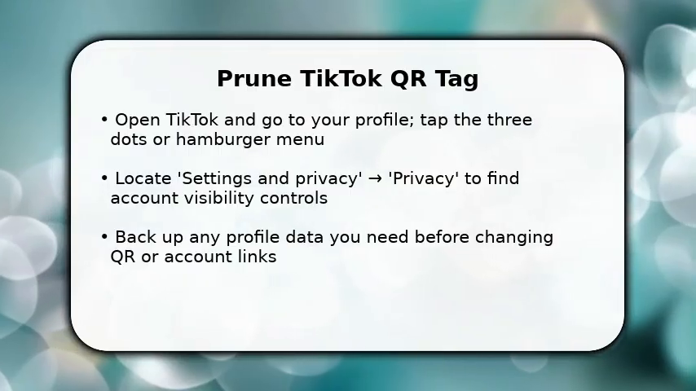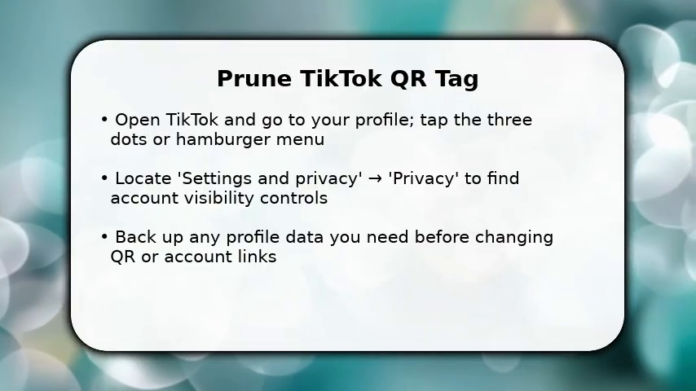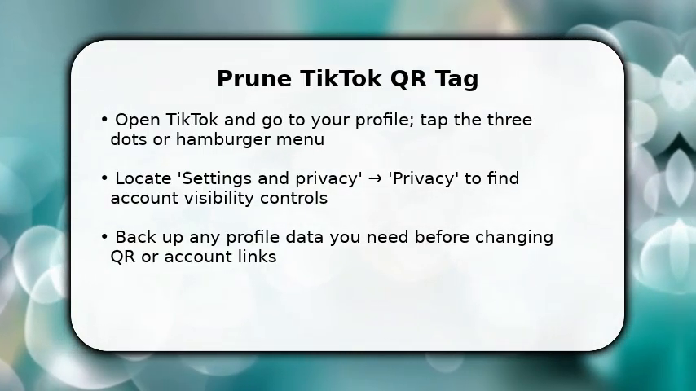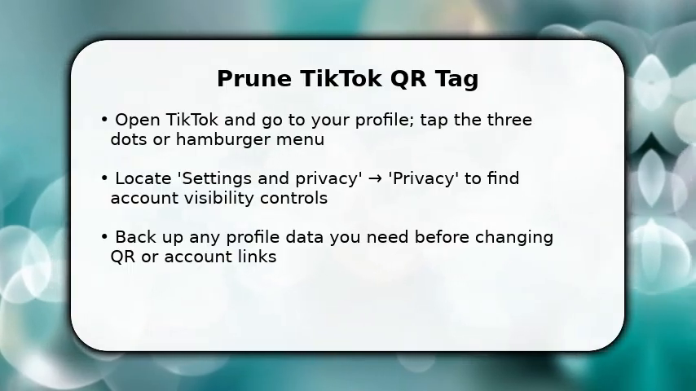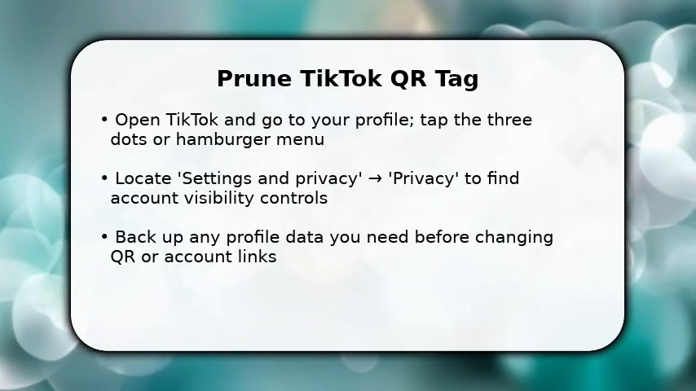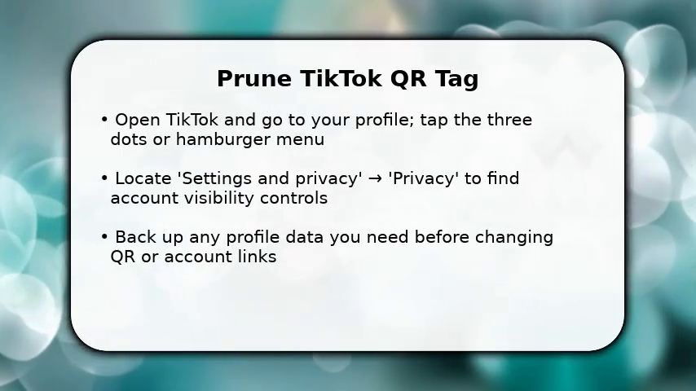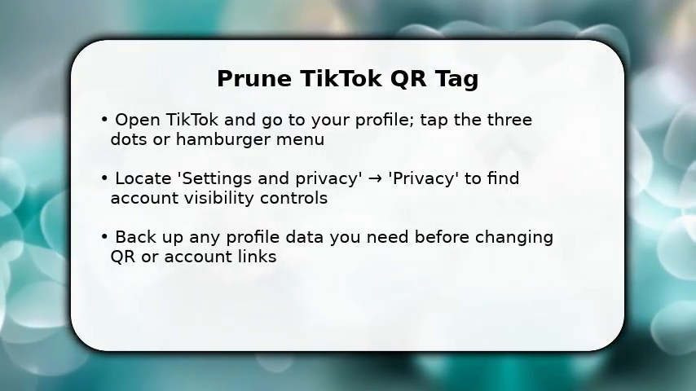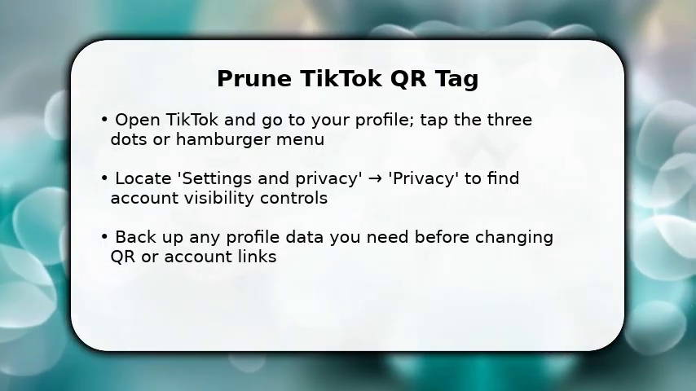You're starting by removing the QR entry point from your profile. First, open TikTok and go to your profile, tap the three dots or hamburger menu. In Settings and Privacy, find Privacy and then look for QR code, business data, or sharing options. These are the controls that expose a scannable link. You do this because QR codes bypass follower checks.